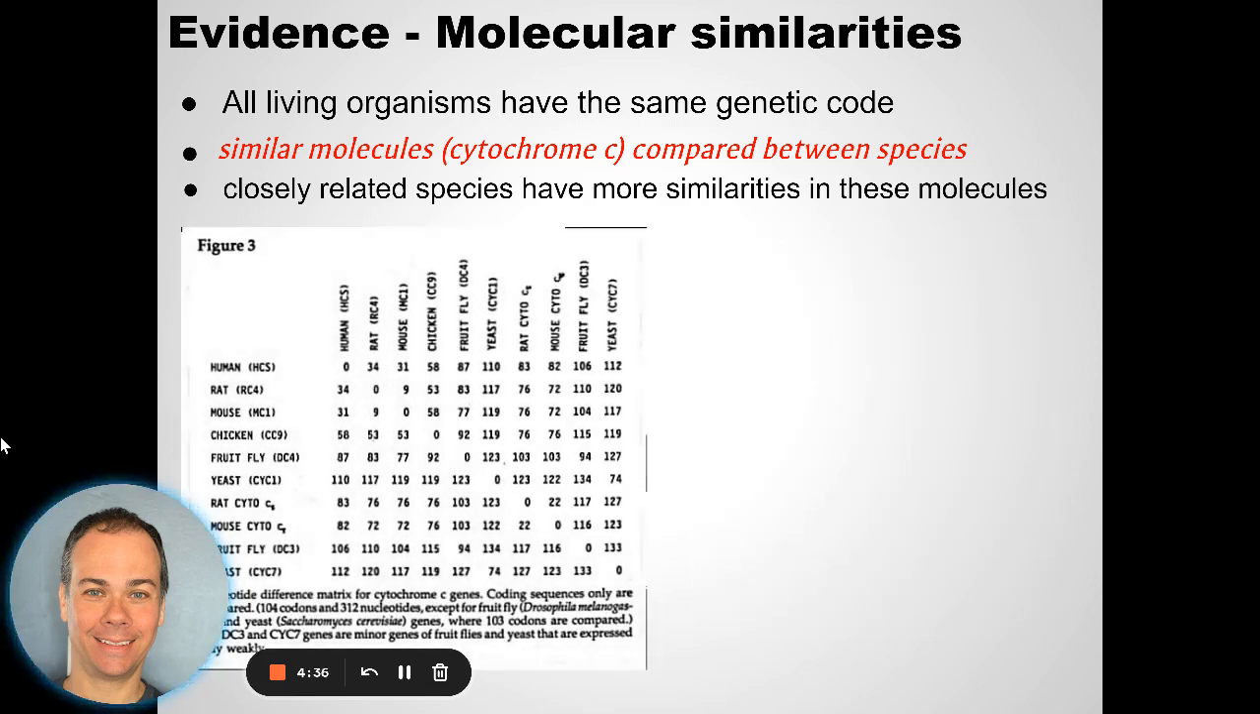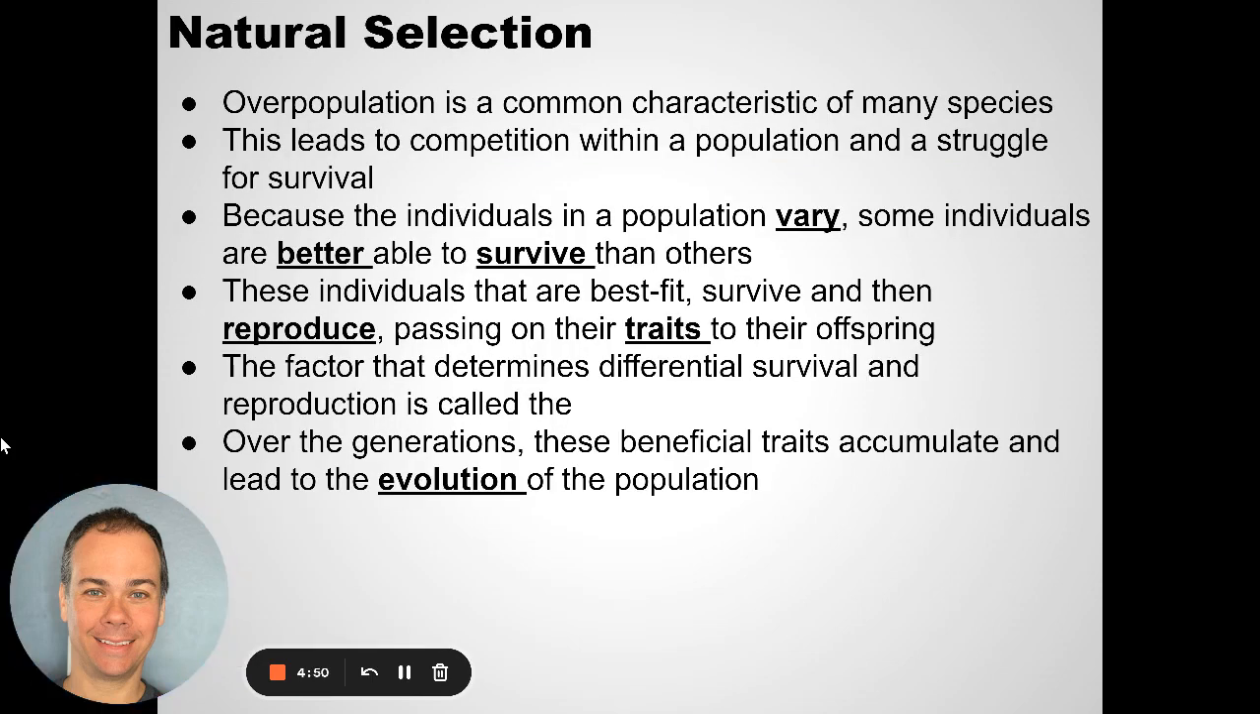This is just another view of that same thing. It's showing humans compared to other species. So obviously, humans compared to humans, we have zero differences. But then as we look at these other species, we can see how many differences there are. And so scientists use DNA to help us understand these relationships.